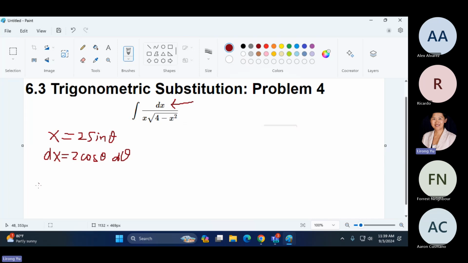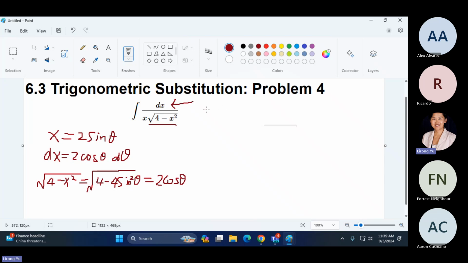On the other hand, we have the root of 4 minus x squared, which is 4 minus, with x being 2 sine theta, so x squared is 4 sine squared theta. Now let's make it short. If you take the 4 out of the root, it becomes 2. And after the 4 is taken out, it's 1 minus sine squared theta, which is cosine squared theta. So then the root part is really 2 times cosine theta.